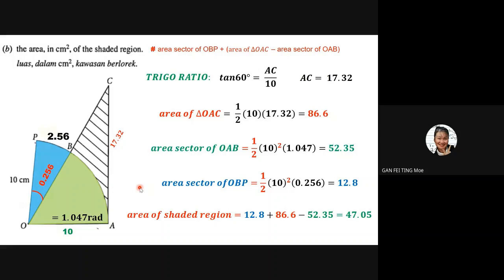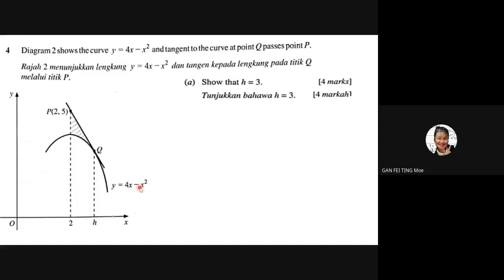Now, let's continue to the next question. Okay, this question is a bit complicated because it gives you 4 marks for part A and 4 marks for part B. Okay, 8 marks. Is it very difficult? Not really. I would like you to pay attention. Please pay attention. This topic is differentiation and integration. You who are very worried, please pay attention.